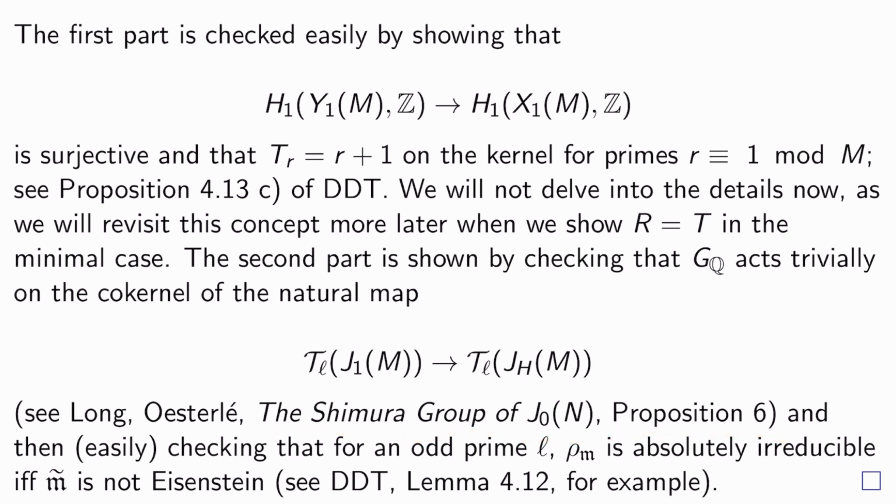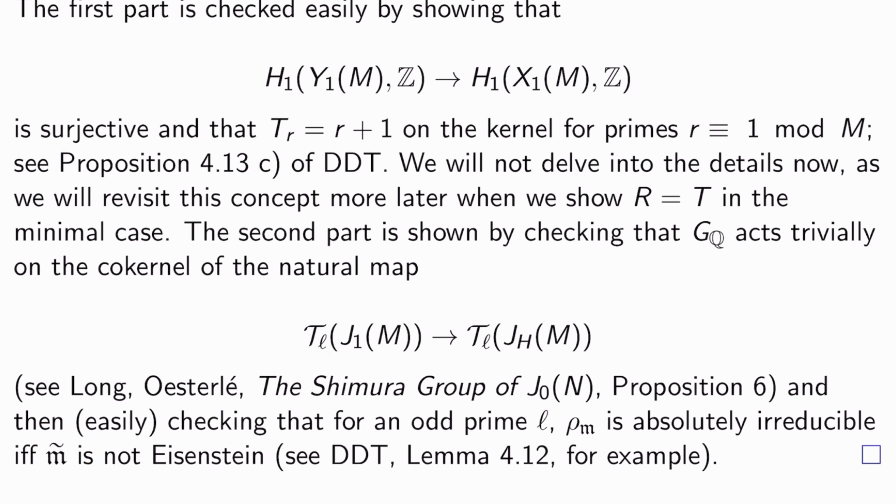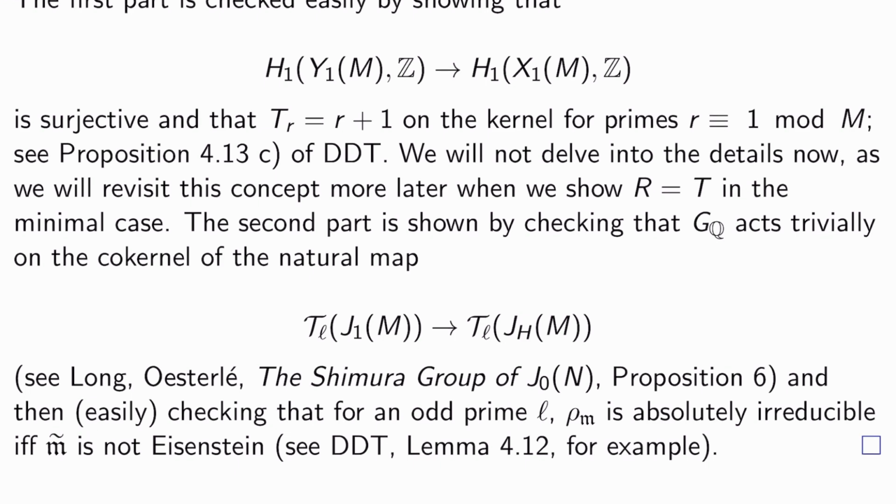And then you can easily check that for an odd prime L, the representation rho sub frac M is absolutely irreducible if and only if frac M tilde is not Eisenstein. This is proven in a number of places. The easiest proof that I know of, and I think I will include the proof of this in my notes that are actually for publish, is DDT lemma 4.12. Okay, and so that's the proof of lemma IH2, or just kind of a sketch or an overview of it.